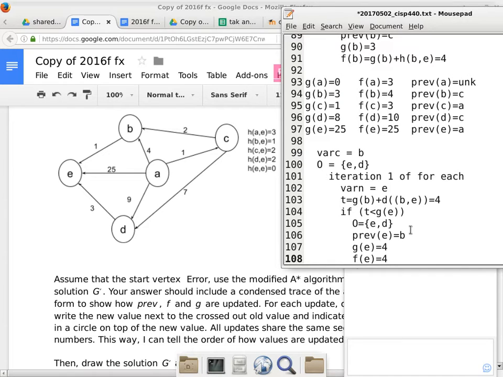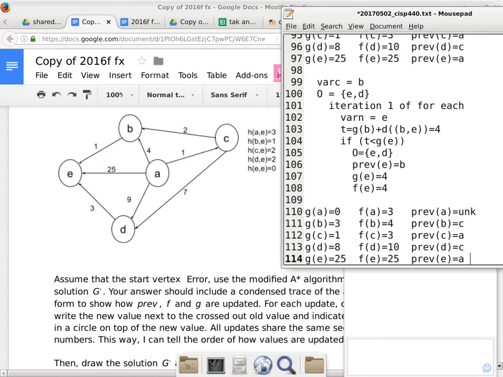Okay. All right. So just like before, I'm going to copy and paste all of this stuff here and reflect the changes that we have done. So G of E is now 4, F of E is also 4, and previous of E is now B. Is that okay? Are we done? Well, when you look at the while loop, we're not done yet, okay? Because the while loop will only exit when big O is empty. Big O still has 2 elements left, so we're not quite done yet.